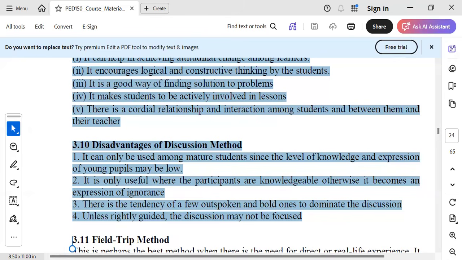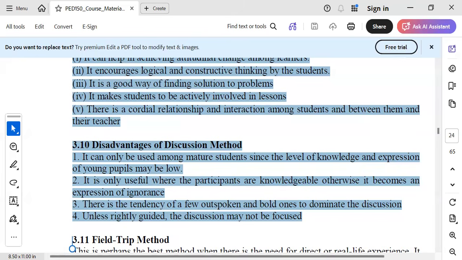So one learner may say they throw nylon on the floor, paper on the floor. They start contributing. So we have a kind of discussion ongoing. That is the idea of discussion method.